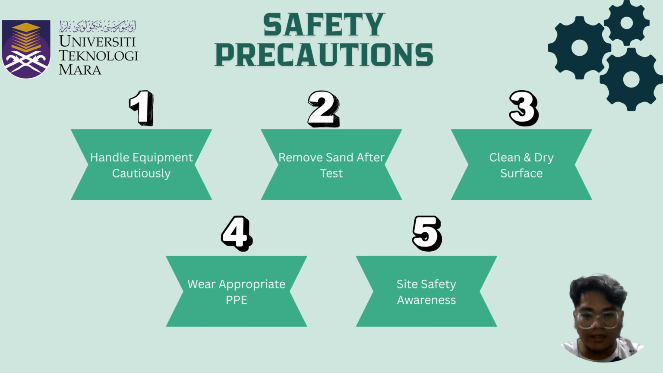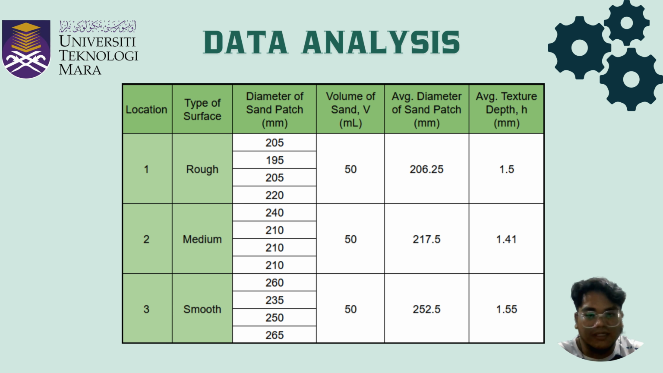After we're done conducting the test, now we will proceed to data analysis. We conducted the test on 3 different types of surface within the experiment. First is rough surface. Next is medium and smooth. The volume of sand that we use is 50 ml for each surface. So the average sand patch diameter that we got for rough surface is 206.25 mm, medium 217.5 mm, and the smooth surface is 252.5 mm. The highest is the smooth surface diameter.